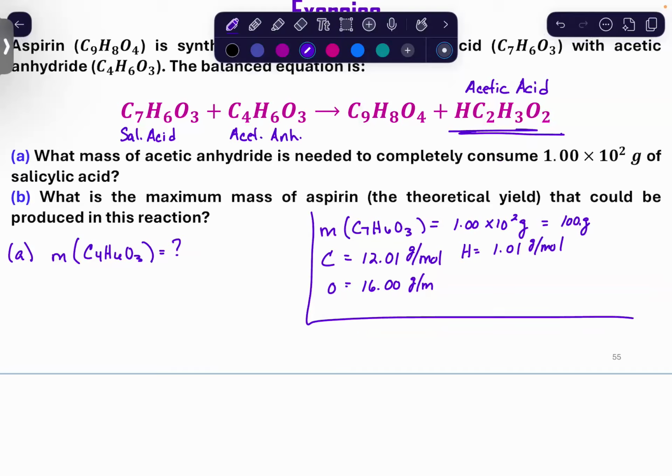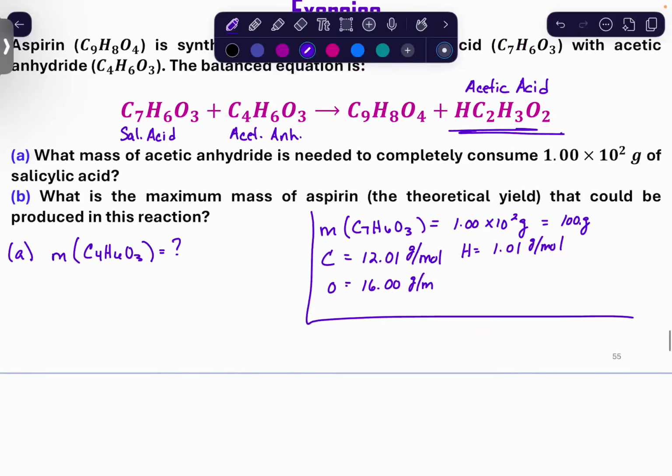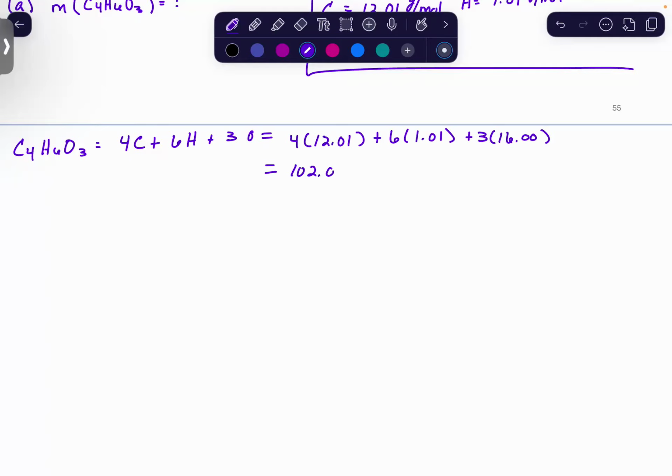So I'm comparing acetic anhydride to salicylic acid. So I'm going to need the molar masses of each of those. So my acetic anhydride, that's going to be 4 carbons plus 6 hydrogens plus 3 oxygens. It's going to be 4 times 12.01 plus 6 times 1.01 plus 3 times 16. That is going to yield 102.09 grams per mole.